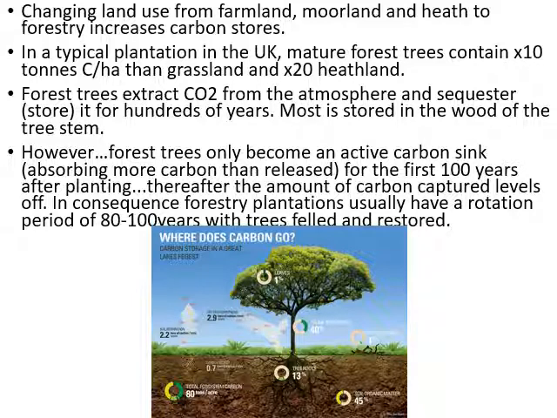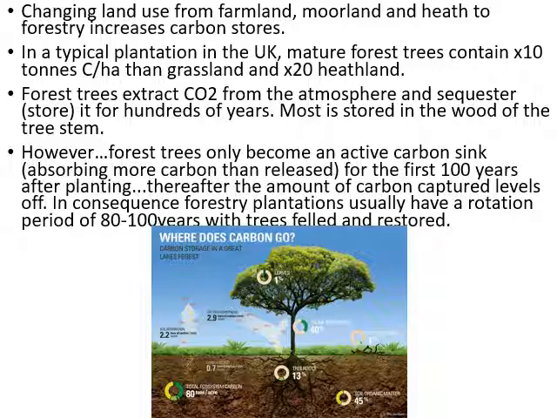In terms of the carbon cycle, when we change land from farmland to forest, we're increasing the amount of carbon stored, obviously, in the trunk and in the roots and in the branches of the trees. So if you look in the UK, a mature forest tree has 10 times the tons of carbon per hectare than grassland, and 20 times the carbon per hectare than an area of heathland. And those trees are taking CO2 in from the atmosphere through photosynthesis and storing it for hundreds of years.